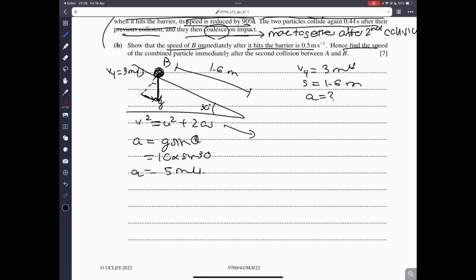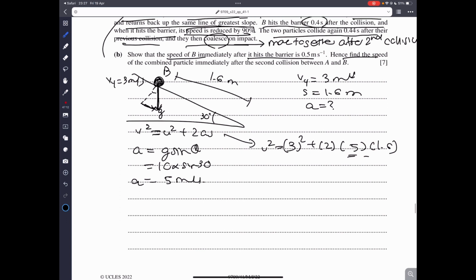So putting this into v squared equals u squared plus 2as: v squared equals 3 squared plus 2 times 5 times 1.6. We just found the acceleration from here. So v squared is equal to 25, so v is equal to 5 meters per second.